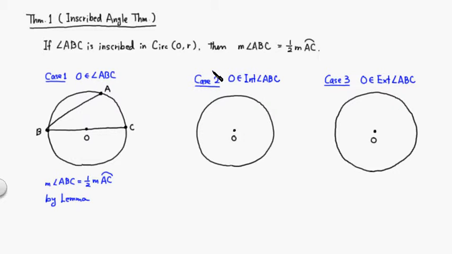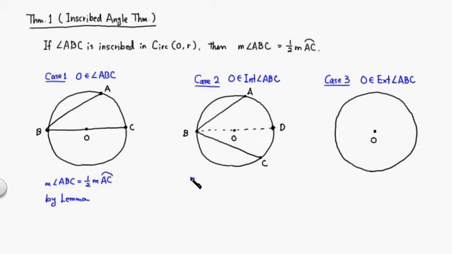Alright, so let's look at case 2. So if it's the interior, so that means that B is here, but A is going to be up here, and the C is going to be down here. Alright, so this would be A, that'll be C. Right? So what we can do is construct the diameter from B through the center, and wherever it hits the circle, we're going to call this guy D.